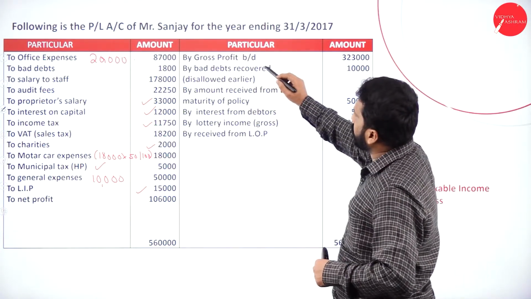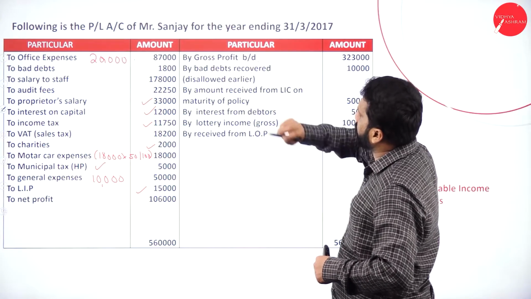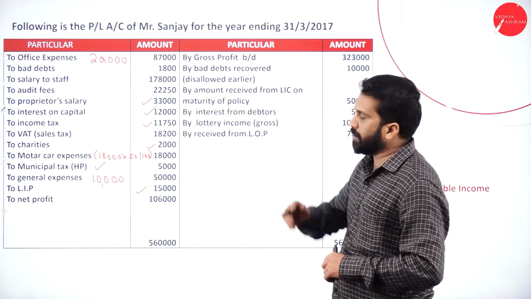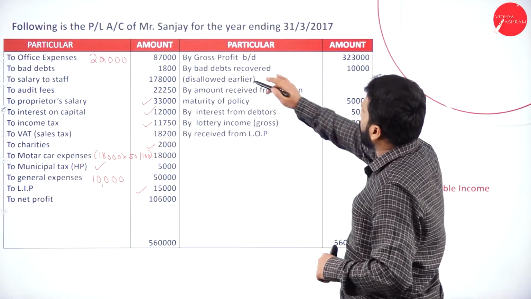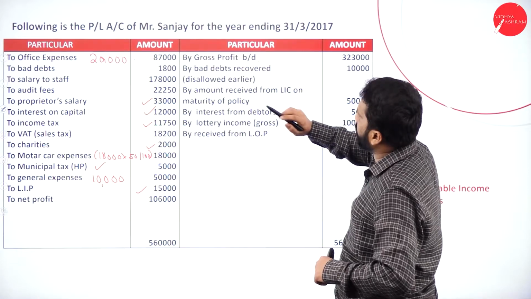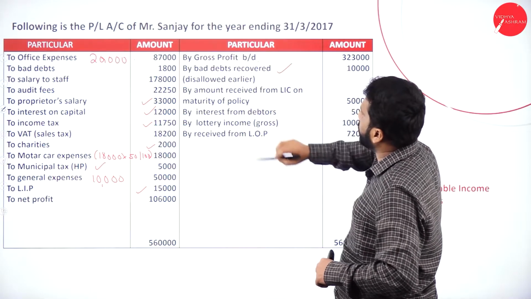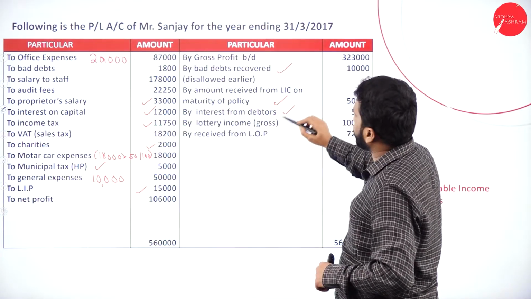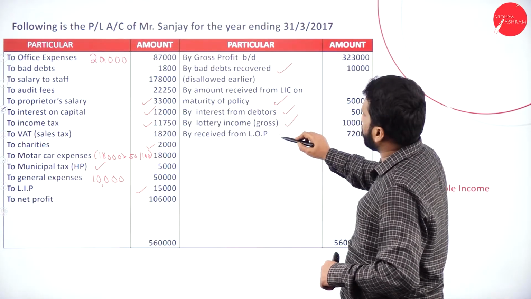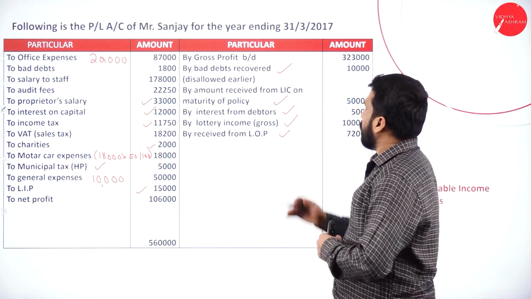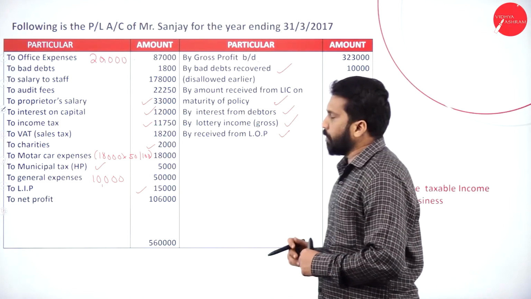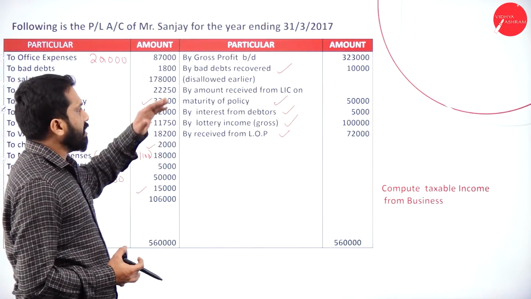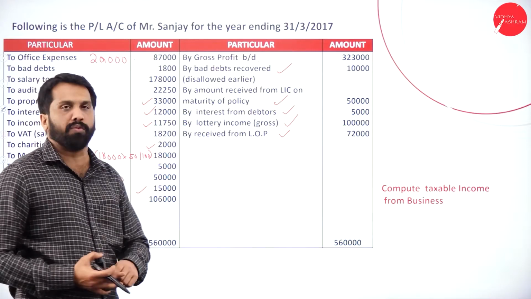Then your profit brought down and net profit will not be considered. Net profit will come in the beginning itself. Then your gross profit will not come. Bad debts recovered, yes. Amount received from LIC, yes. Interest from, yes. Lottery, yes. Received from LOP, yes. So these are the let out property. LOP means your housing income, let out property. These are the income, these are the informations we have.